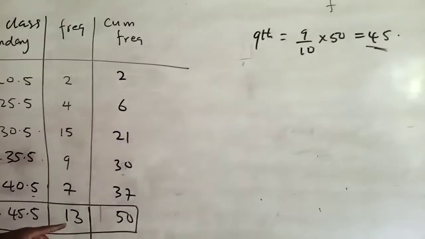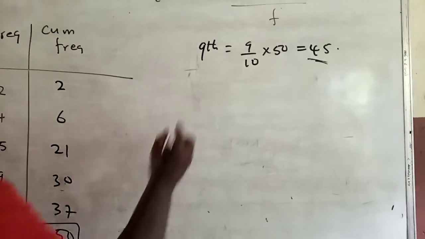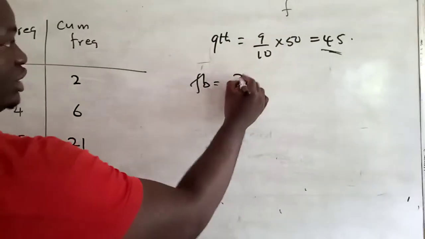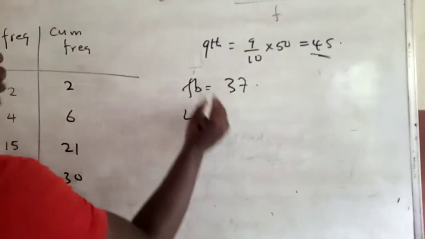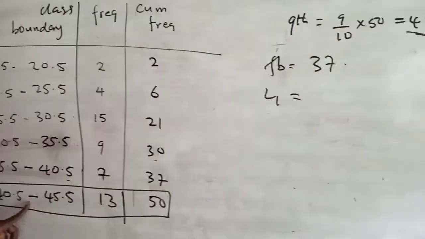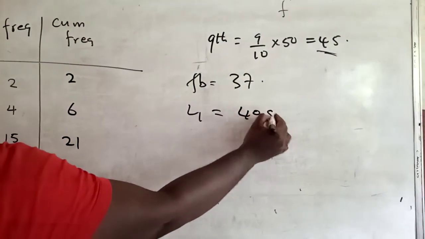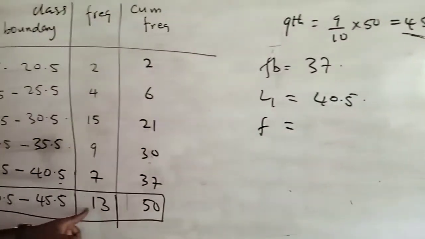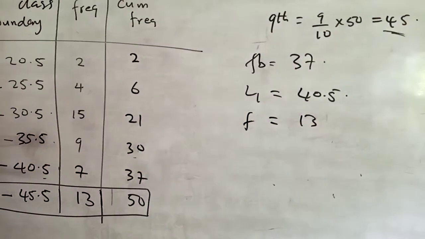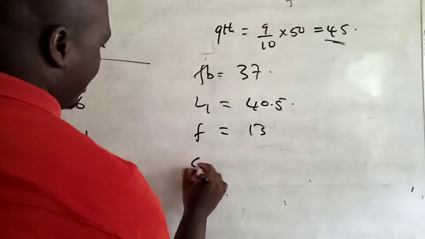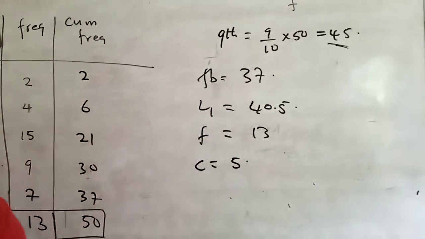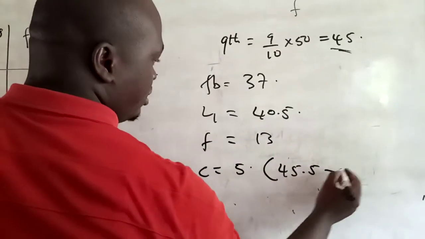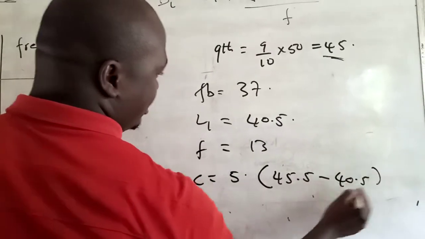Good. Now, once we locate this, everything is easy now. So FB, the cumulative frequency before our decile class, is what? 37, right? Now, L1 is the lower class boundary of our decile class, which is what? 40.5, right? Good. The next thing is just to put it, the frequency of this is what? 13. Frequency of the decile class is 13, right? Good. Our class width is what? 5, right? That is 45.5 minus 40.5, right? Will give you 5, right?